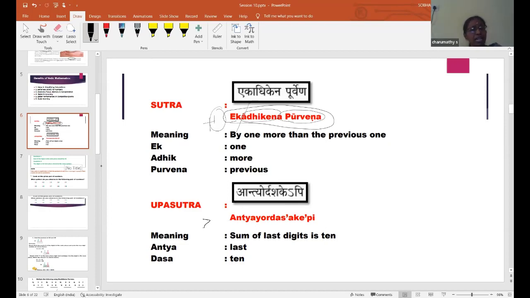So the sum of the last digits is 10. Here we have mentioned it as last digits. Actually, it should be the ones digit. The sum of the ones digit is 10. And what are we going to do using these two sutras? This is the Upasutra. So let's see how to use these two to solve the problem.